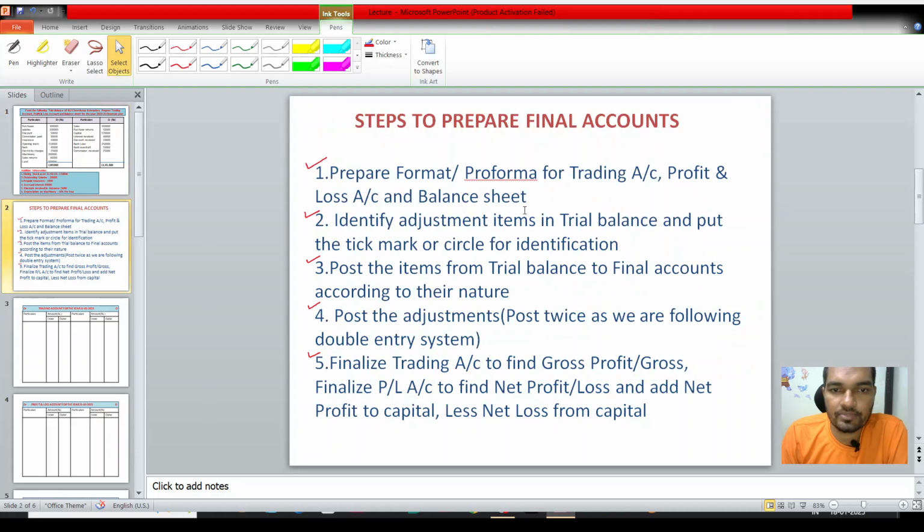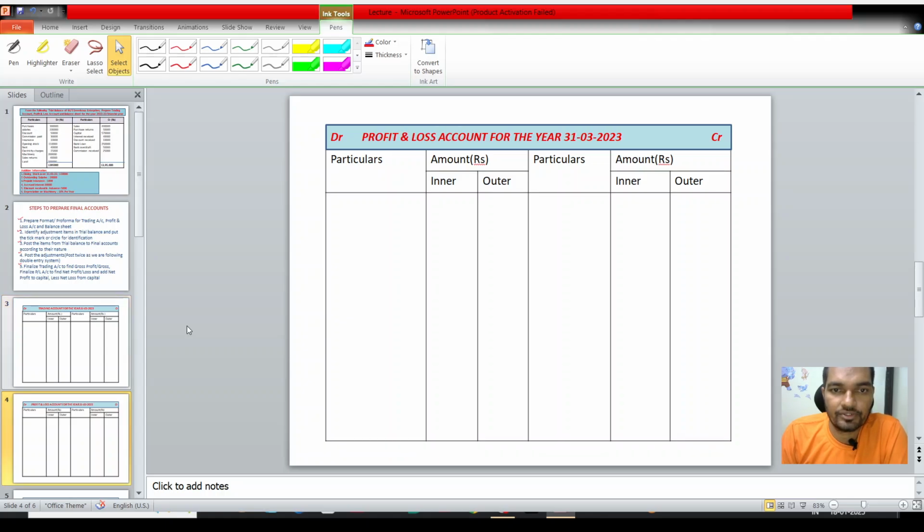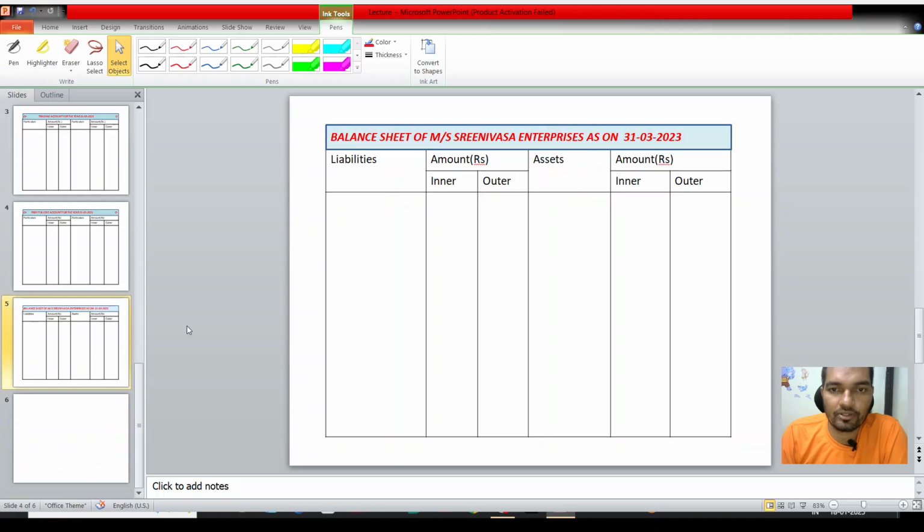The first step, we are required to prepare the format or the pro forma for the trading account, profit and loss account and balance sheet. So these formats are already designed. This is the format for the trading account, this is the format for the profit and loss account, this is the format for the balance sheet. We need to maintain this standard pro forma using proper titles.